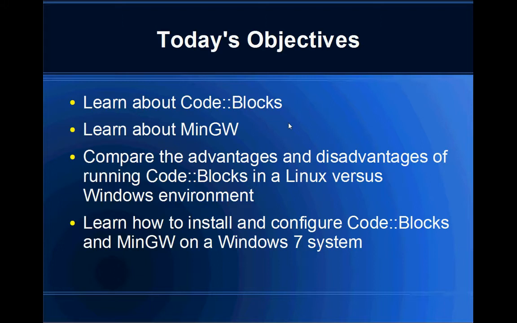Okay, today's objectives: we're going to learn about Code::Blocks. We're going to learn about MinGW and why you need it. We'll compare the advantages and disadvantages of running Code::Blocks in a Linux and Windows environment. We'll learn to install and configure Code::Blocks and MinGW on a Windows 7 system.